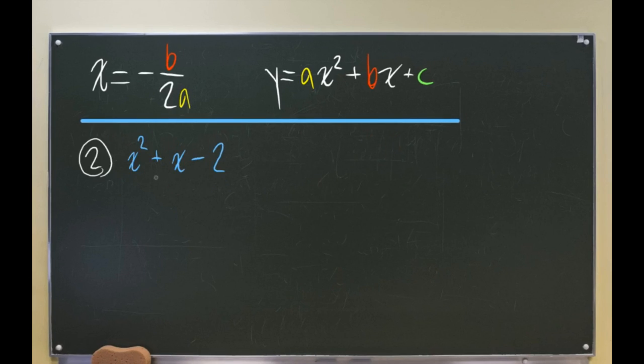So we have x squared plus x minus 2. Our a is 1, our b is also 1, and our c is negative 2. We know our formula is x equals negative b, which is 1, divided by 2 times 1. So 2 times 1 is just 2, so I'm just going to go ahead and put 2. Okay. We have x equals negative 1/2, and that is our axis of symmetry.